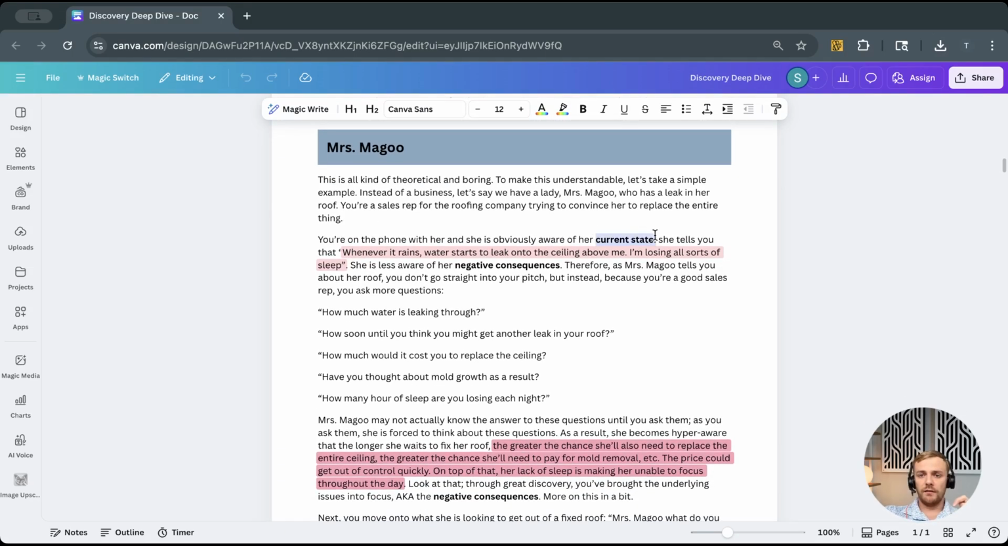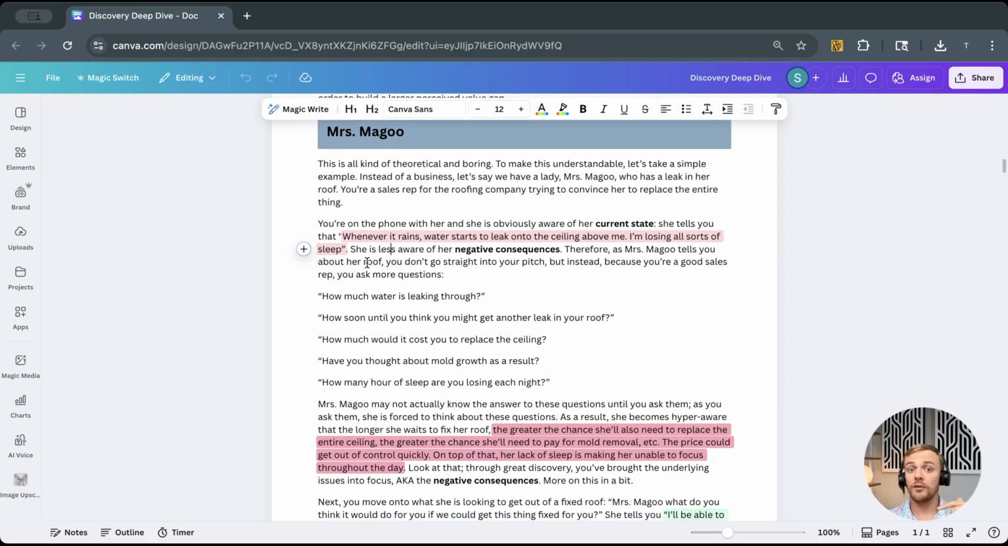She's aware of her current state, and that's basically what she tells you is going wrong. It rains, the water starts to leak on the ceiling above me, I'm losing all sorts of sleep, right? So she may not be as conscious or aware of her negative consequences. So as she tells you about her current state, you don't go straight into your pitch, right? You wait before pitching, and instead you ask questions.